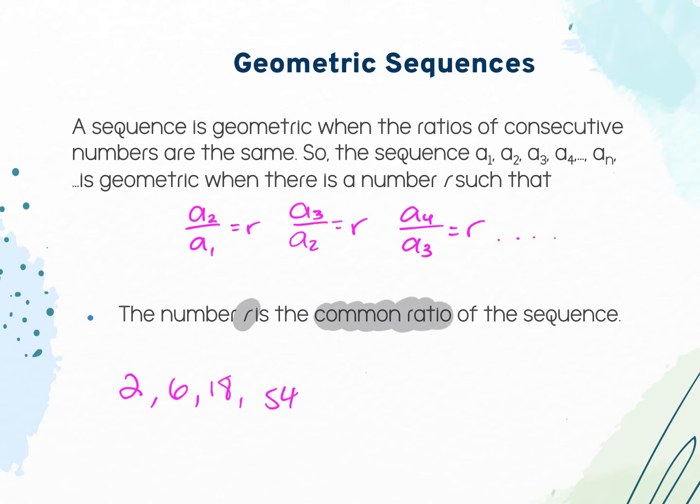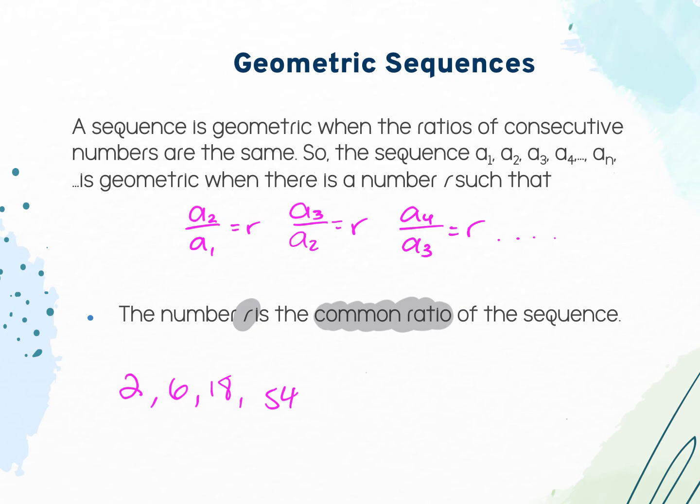So the same sequence cannot be arithmetic and geometric. It is either or neither. So a sequence can be arithmetic, it could be geometric, or it could be neither. Arithmetic is like adding though, right? Correct. This is like multiplying.